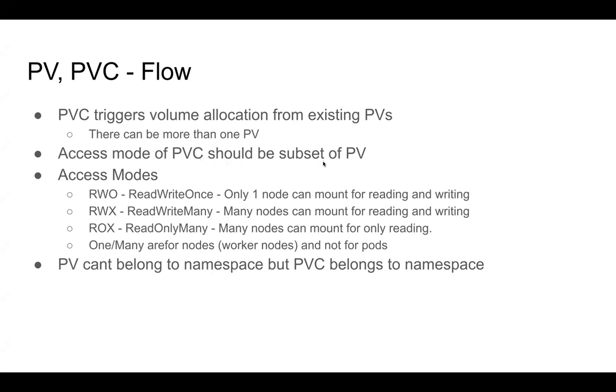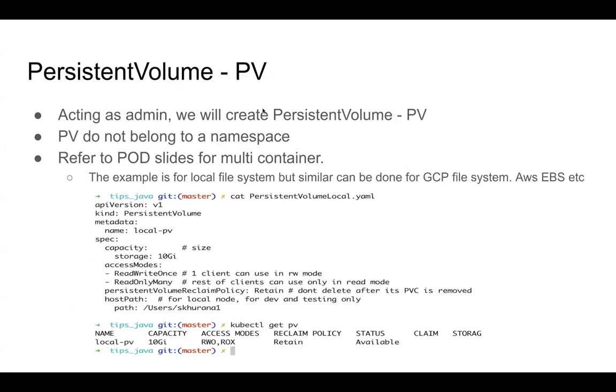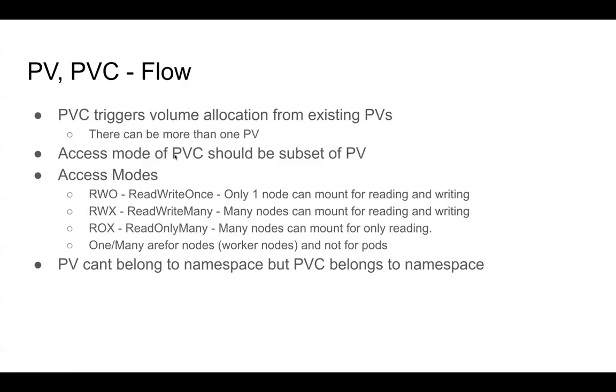The access mode of a persistence volume claim should be a subset of the persistence volume. Let me go back and show you the YAML of the persistence volume. We have access mode here, and in the persistence volume claim also, we have access mode. So the access mode of the claim should be a subset of the persistence volume. For example, if you created the persistence volume read only, and the persistence volume claim asks for read and write, it won't work. You will get an error. But if the persistence volume is created with read write, and you're asking only for read or read write, that would work.